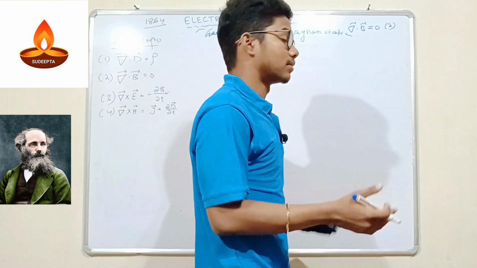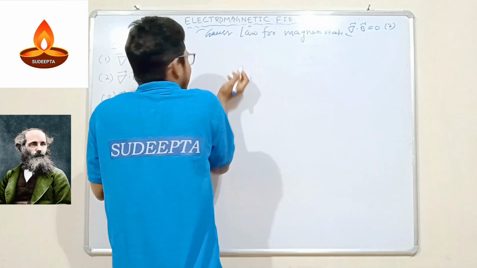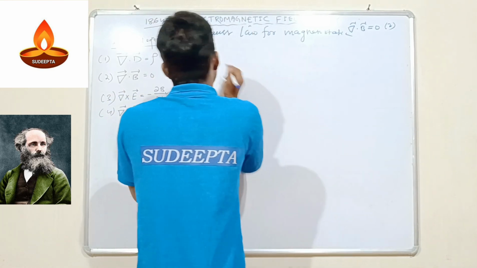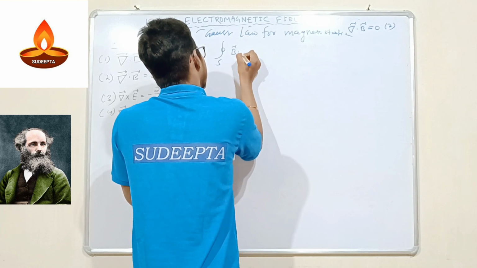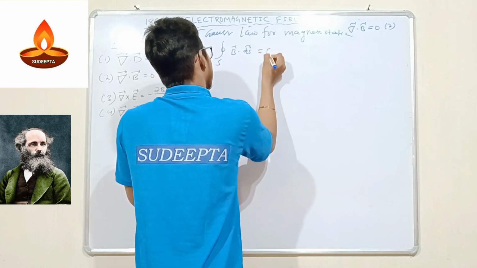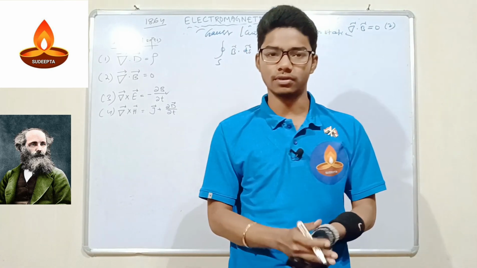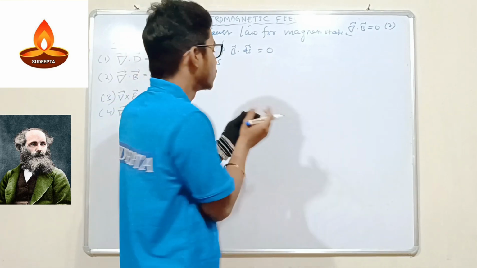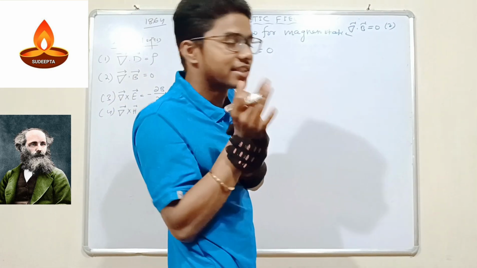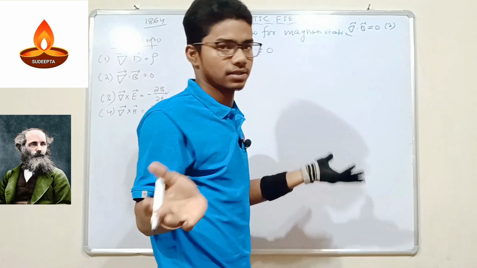What is the statement for it? I'll do the mathematical section and you can write it in the theory. That is, the surface integral of B dot dS is equal to 0. This is the statement of Gauss's law for magnetostatics. Let me understand it again, because it was already covered in the 11th-12th class.